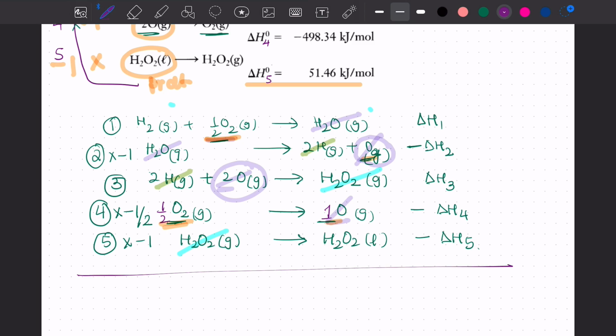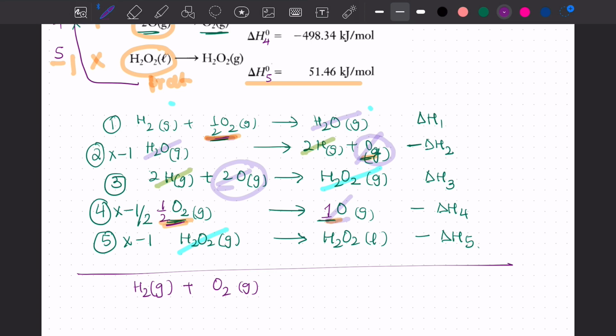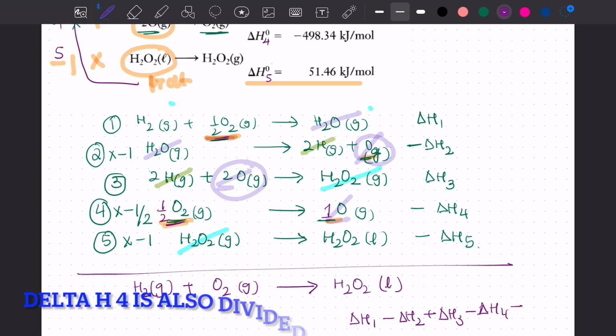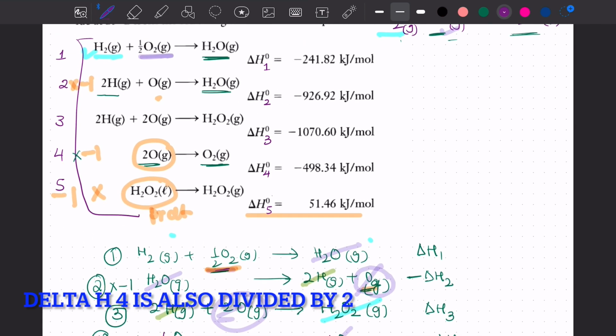Let me add up everything and that should give me my target equation if I've not made a mistake anywhere. So I'm left with H2 plus, notice the half O2 plus half O2 gives me 1 mole of O2 and nothing else left on the reactant side. To the products, I've cancelled out everything. I'm left with H2O2 liquid. So I will add up the delta H values too. So they will be delta H1 minus delta H2 plus delta H3 minus delta H4 minus delta H5. And now you can simply plug in your numbers from here and find the value.